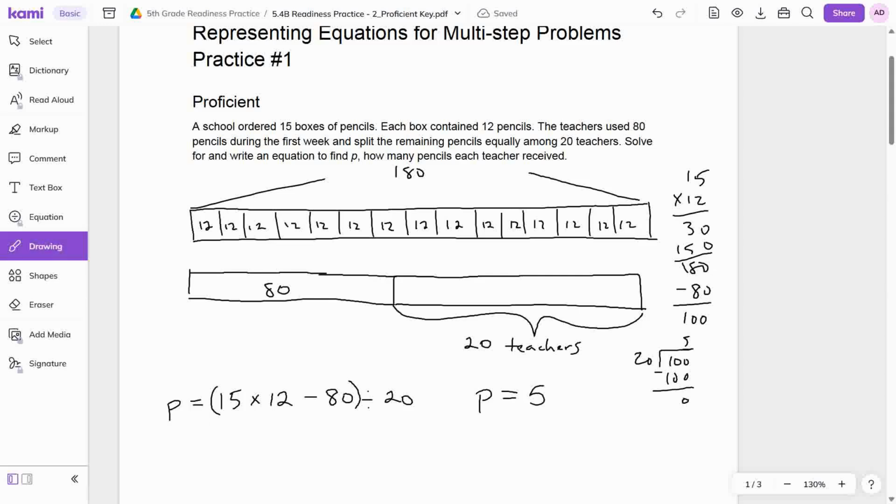Let's go ahead and just box these. Here's our equation, and then here is our answer.